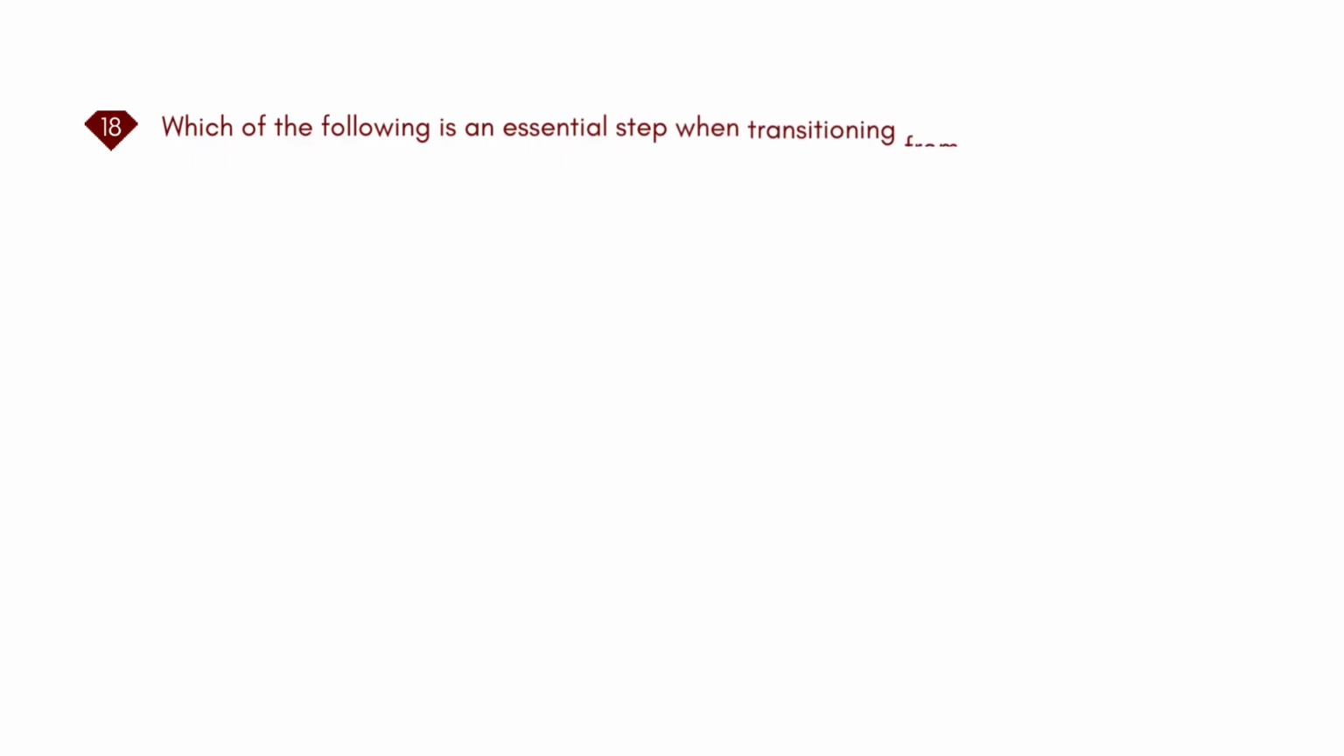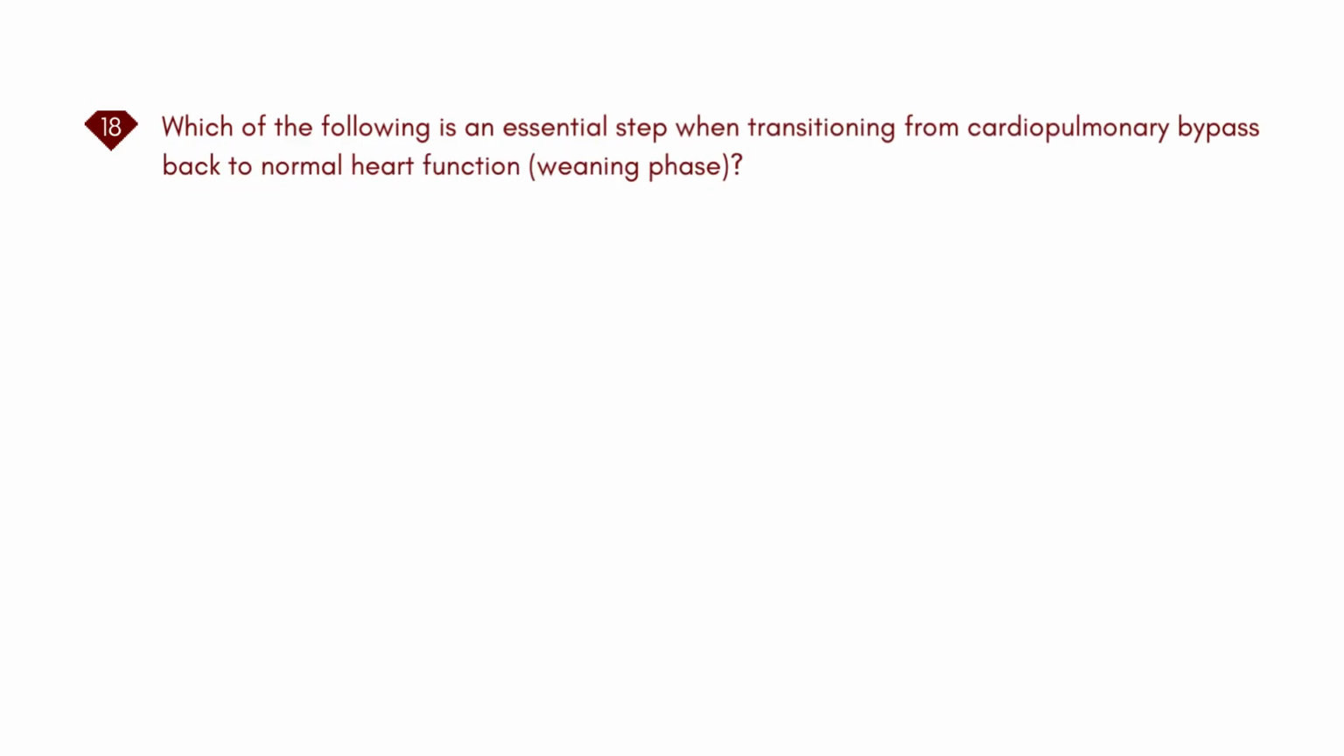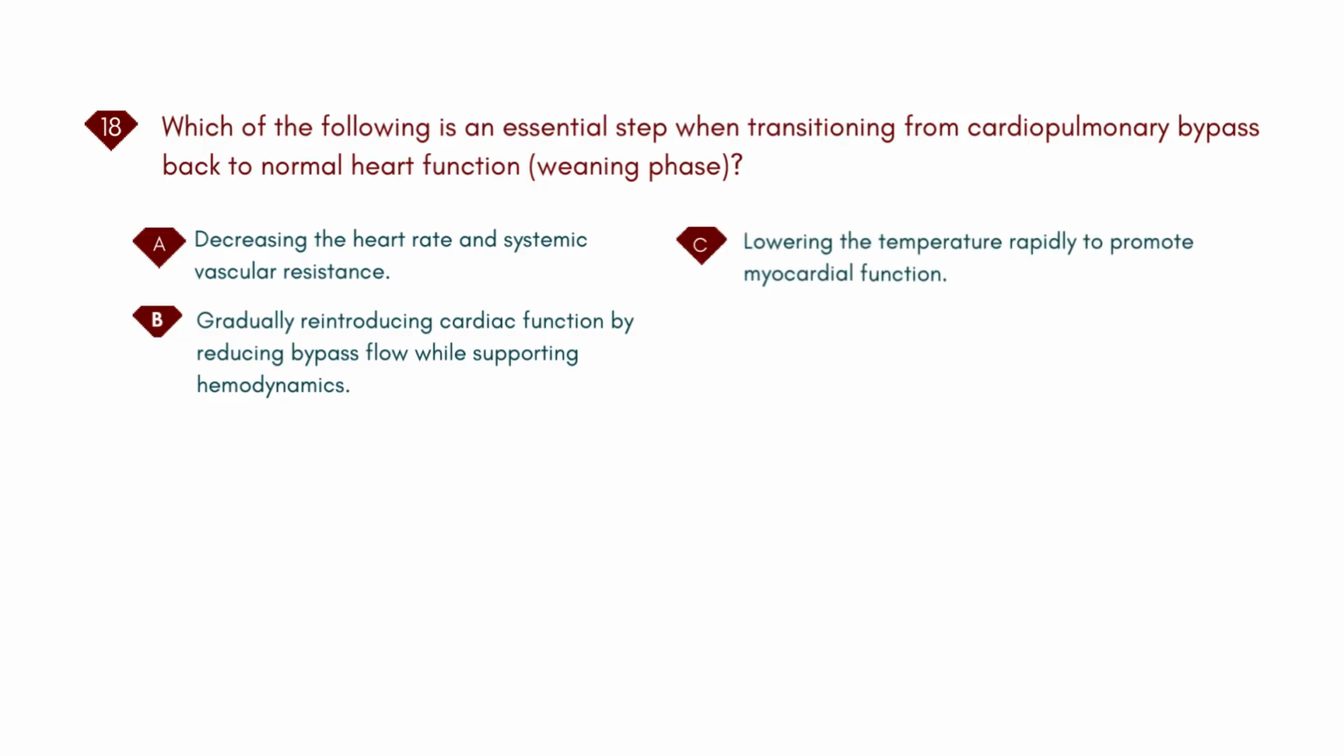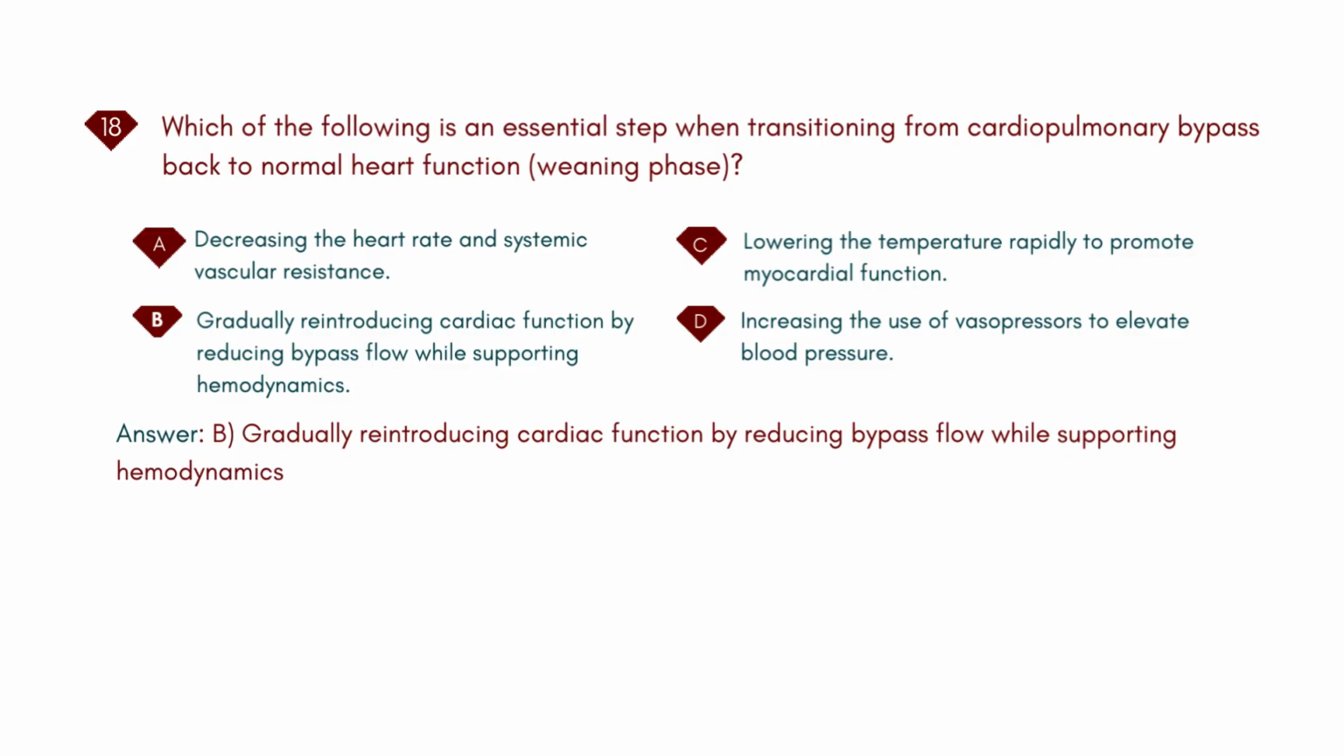Which of the following is an essential step when transitioning from cardiopulmonary bypass back to normal heart function, the weaning phase? A. Decreasing the heart rate and systemic vascular resistance. B. Gradually reintroducing cardiac function by reducing bypass flow while supporting hemodynamics. C. Lowering the temperature rapidly to promote myocardial function. D. Increasing the use of vasopressors to elevate blood pressure. Answer: B. Gradually reintroducing cardiac function by reducing bypass flow while supporting hemodynamics.